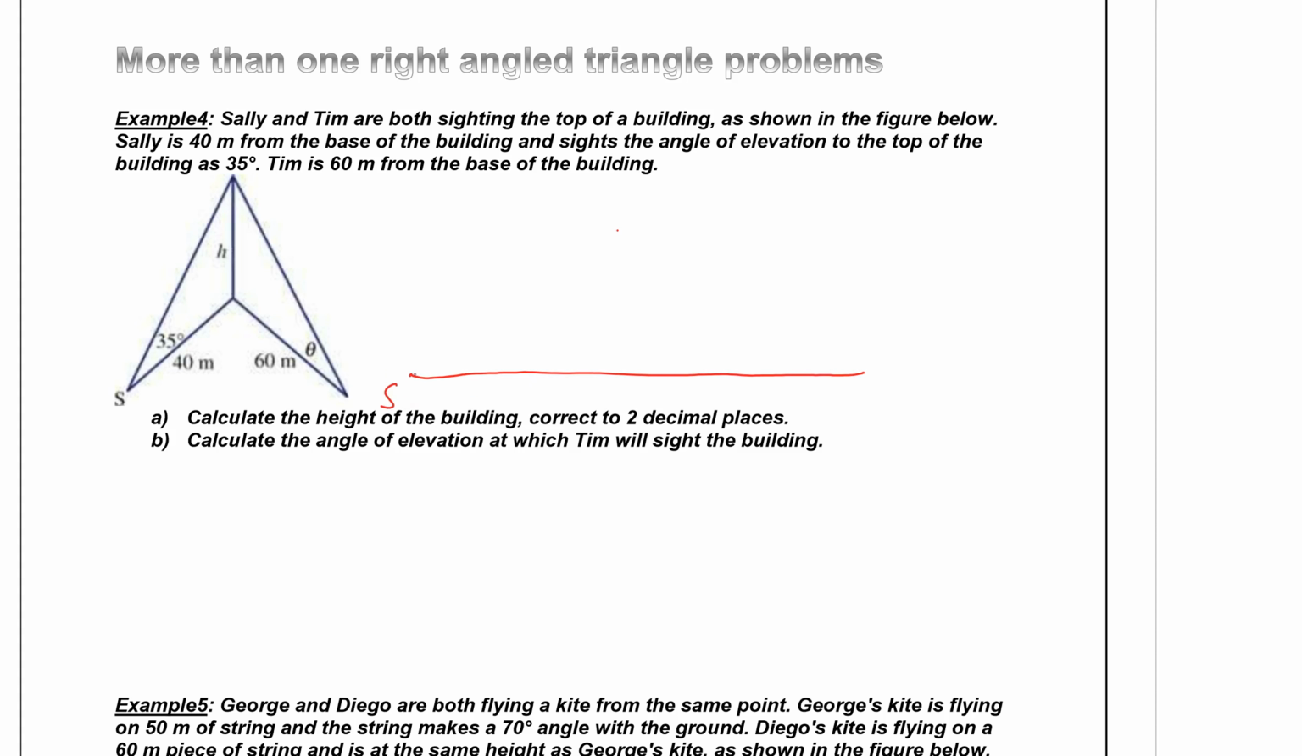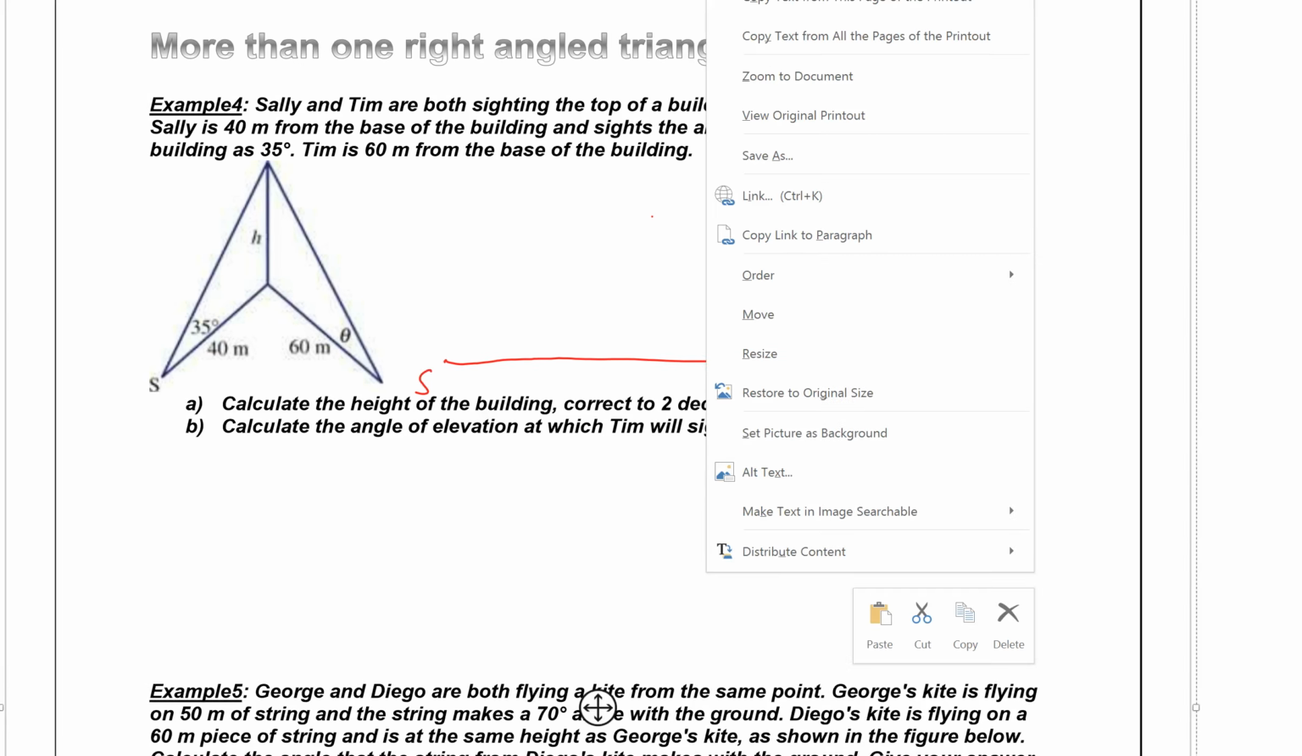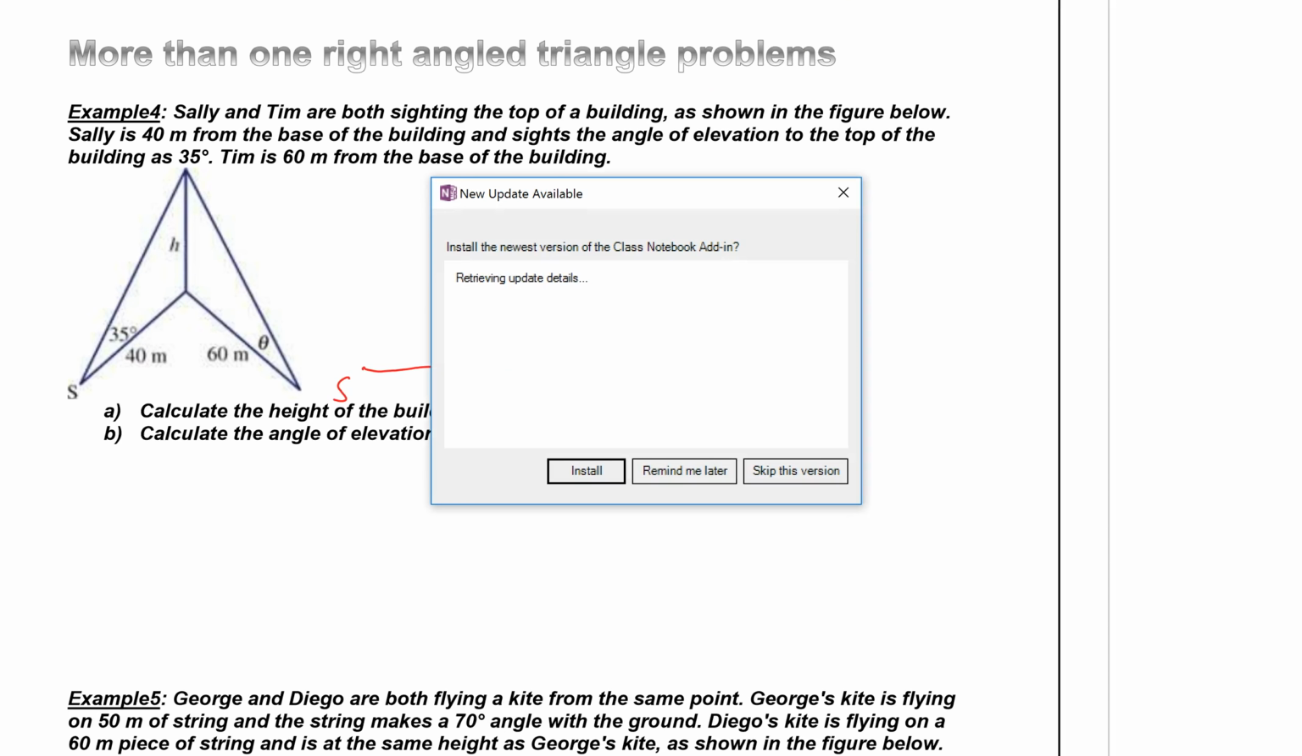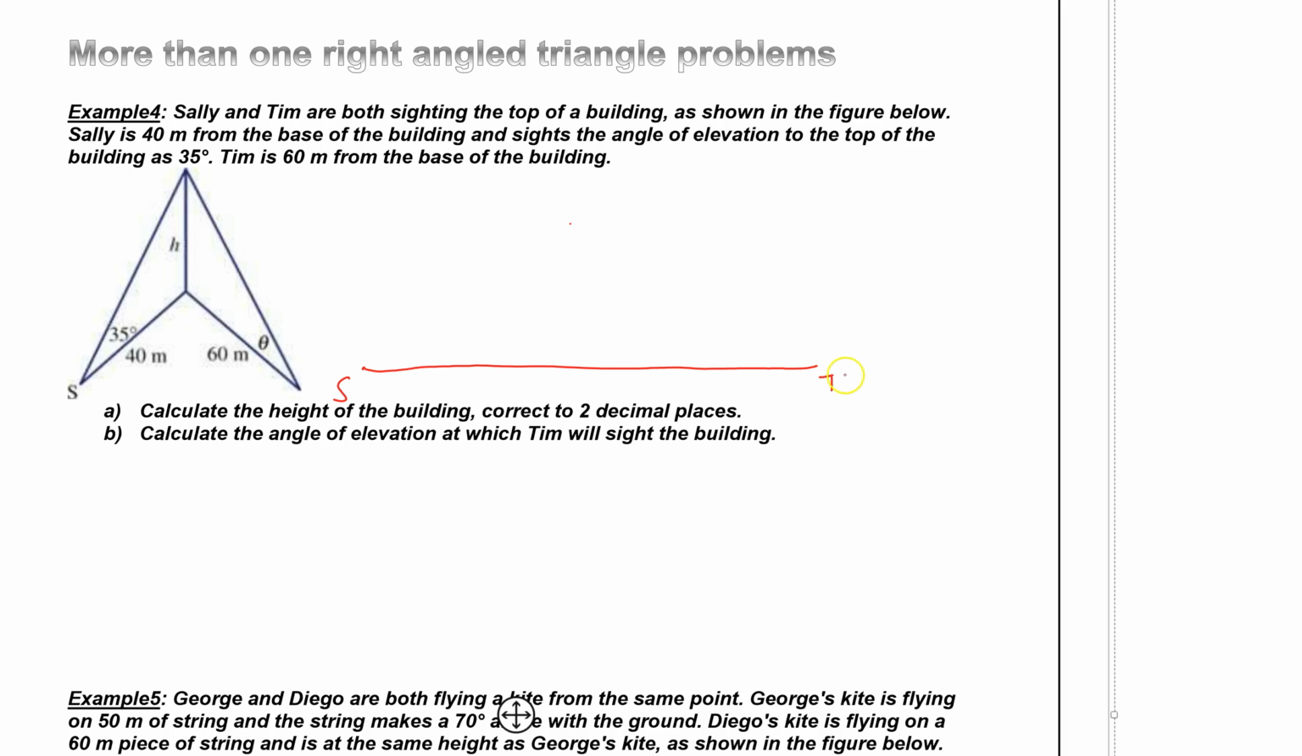So there's Sally. It's going to be Tim. It helps if you draw things vaguely to scale. Sally and Tim, vaguely to scale. Okay, so I think if I draw it like this, that's 40 meters, 40, not 46, 40 meters. 60 meters. 35 degrees. Okay, so this is our situation here, I think.